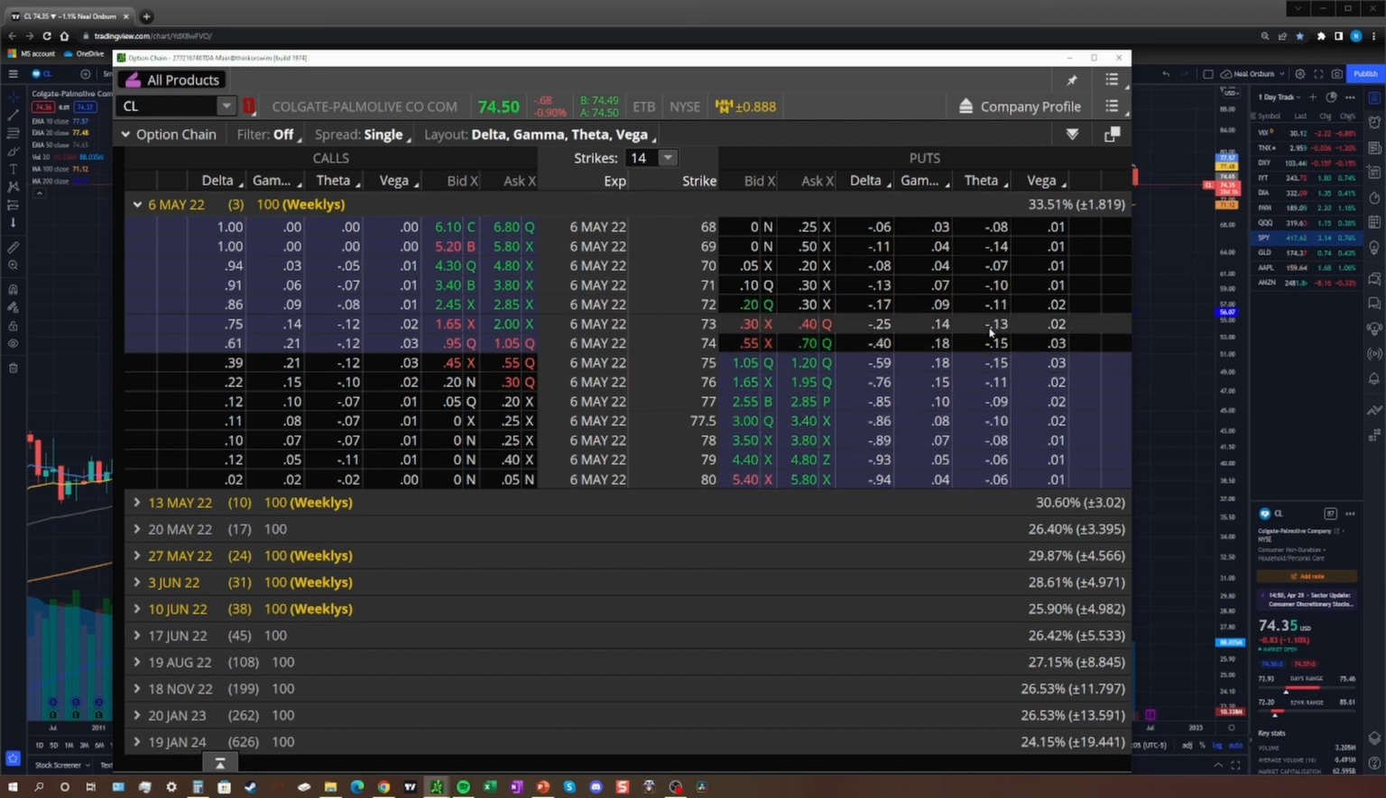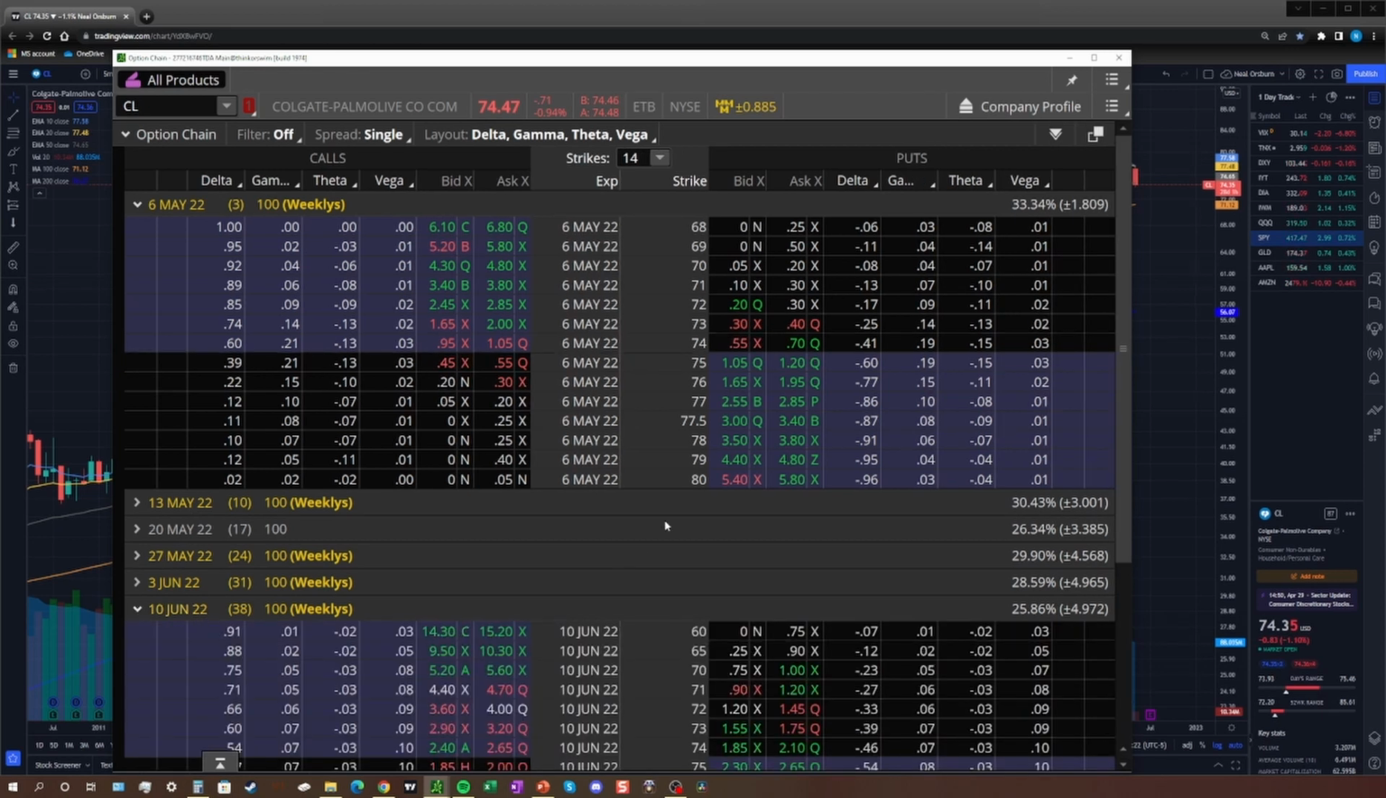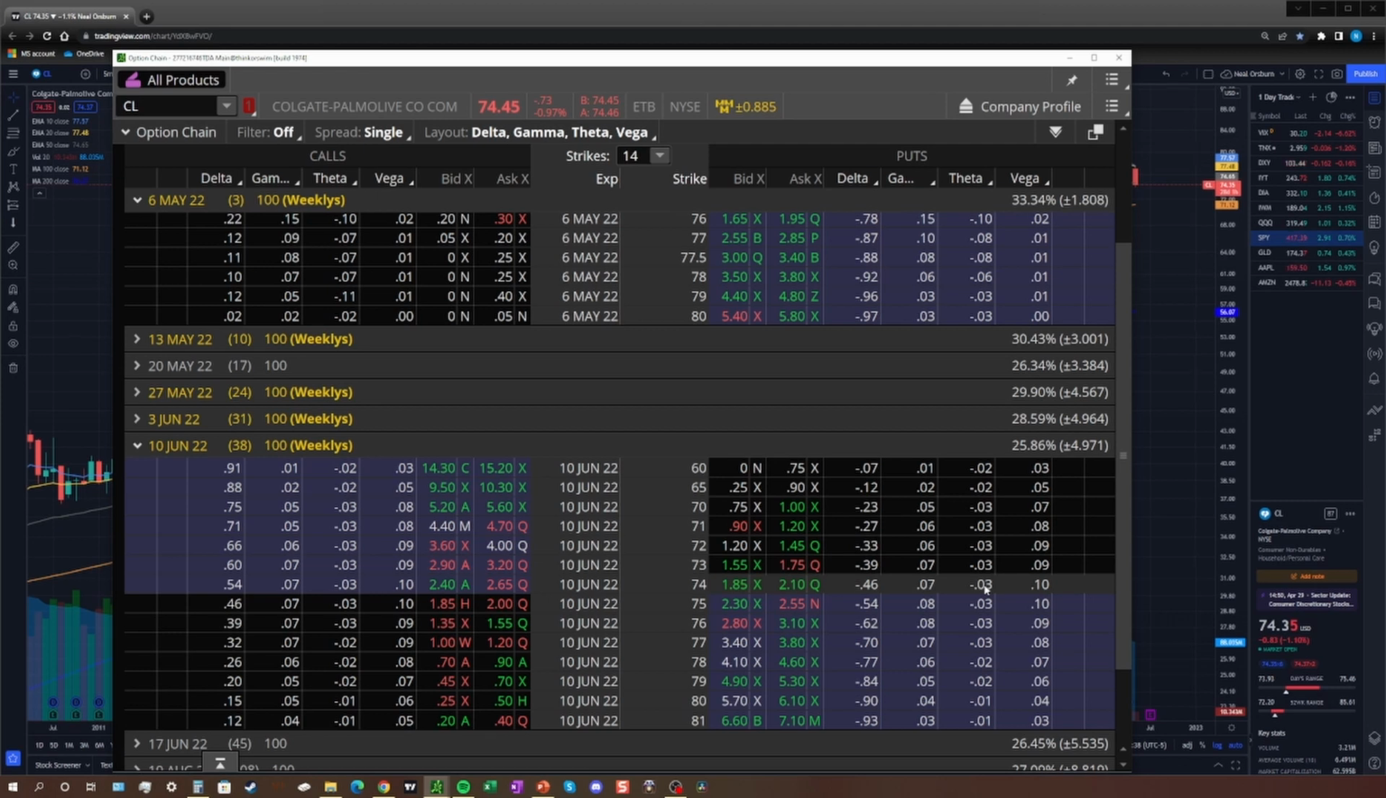Okay, so we can see theta for the 74 strike put is roughly 15 cents. So we would gain 15 cents per day if we were to sell this option until expiration. Okay, so let's go look farther out. Let's go look at a 10 June option. That's about 5.5 weeks out at our current time period. So if we were looking to sell this one, we'd only be collecting 3 cents per day.